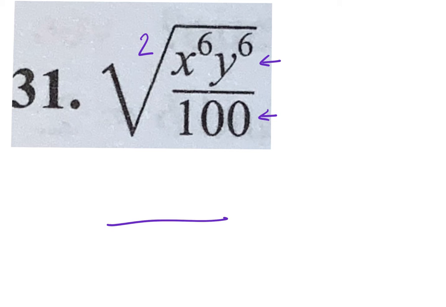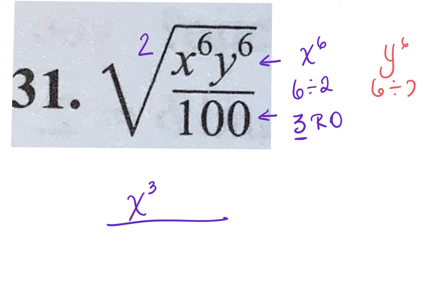So I'm going to do the same method. I'm going to say x to the 6th. 6 divided by 2. What is 6 divided by 2? 3 with the remainder of 0, which means I have no x's that stay in. All of my x's come out. 3 groups, so x to the 3rd. No x's on the inside. I'm going to do the same thing with my y's. Y to the 6th. 6 divided by 2, again, is 3 with a remainder of 0. All of my y's come out. 3 groups of them.